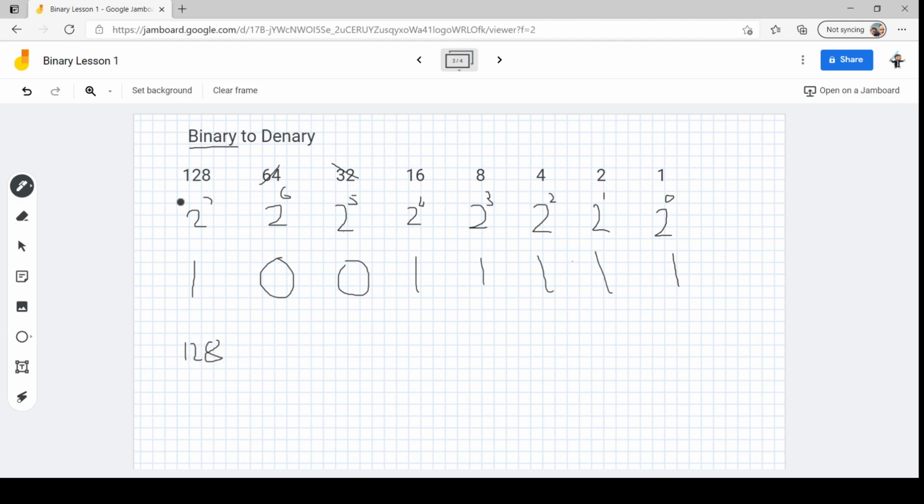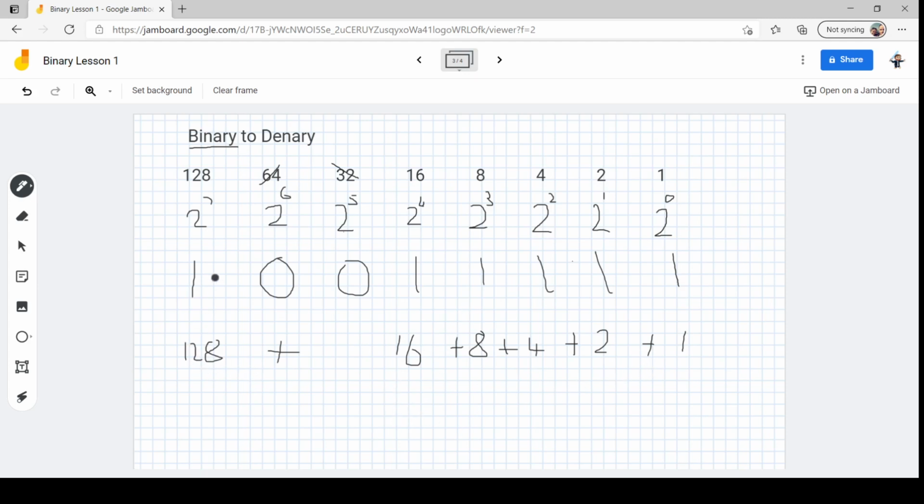Okay, so you're doing 128 plus 16 plus 8 plus, oh, I don't know what I was doing there, so let's rub that out. So there we go. So plus 4 plus 2 and plus 1. Okay, now once you've done that and you've added them all together, that is your denary number. Okay, so once you've added them up, I'm not going to do it for you because that would give you the answer.